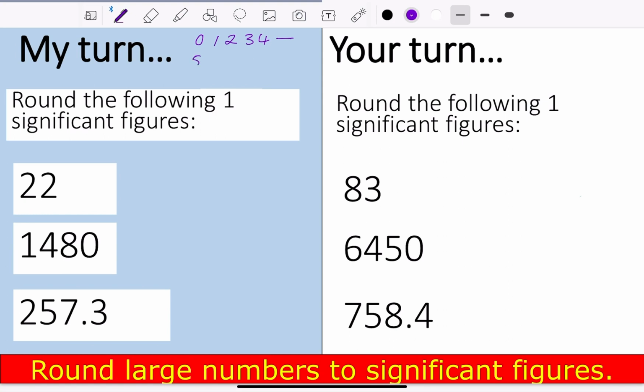If our neighbour is 5, 6, 7, 8, or 9, we're going to round up and then replace everything with zeros. So we're always looking at that highest place value, but we've got to make sure it's not 0. So 22, our highest place value is our tens. There's a 2 there, not a 0, so we can carry on.